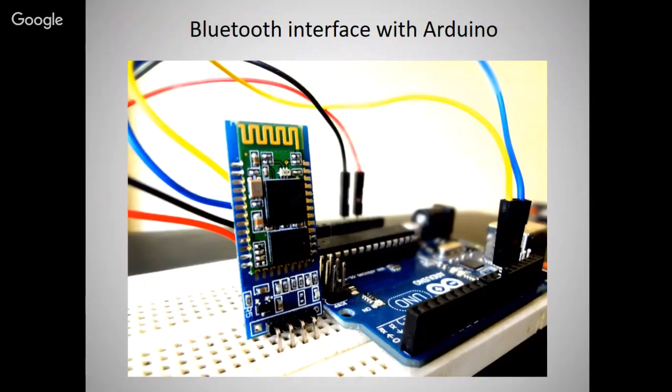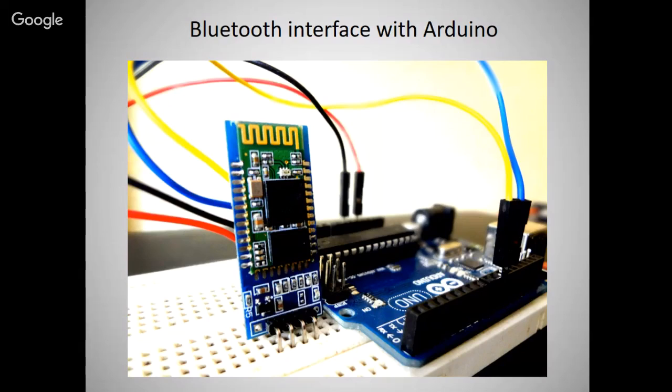Now the Bluetooth interface with the Arduino. I have explained earlier that if you want to take the current real-time values on your Android app, then you can use Bluetooth. Bluetooth has 4 pins here: RX, TX, VCC, and ground. RX is the receiver, TX is the transmitter, VCC is 5 volt, and ground is 0 volt.